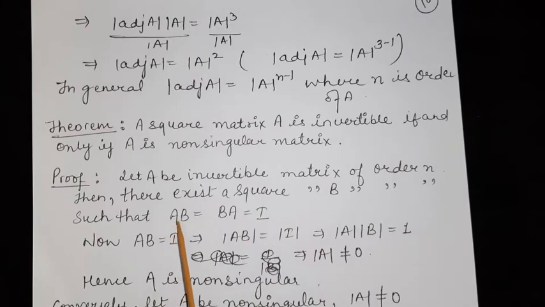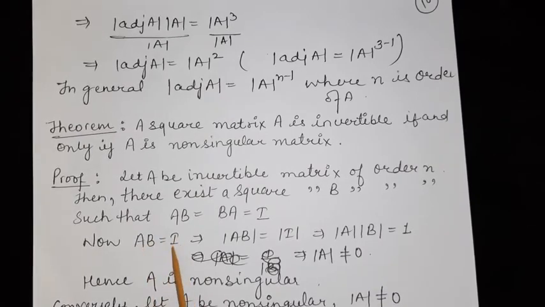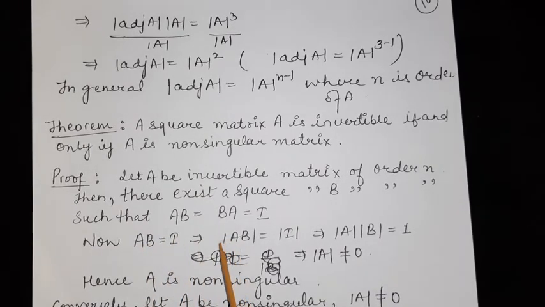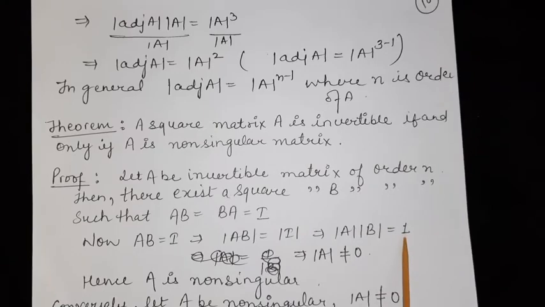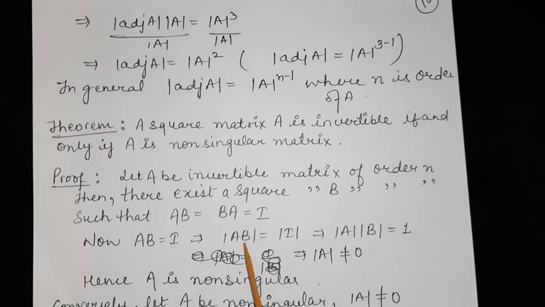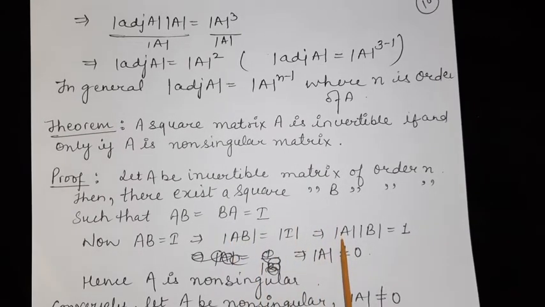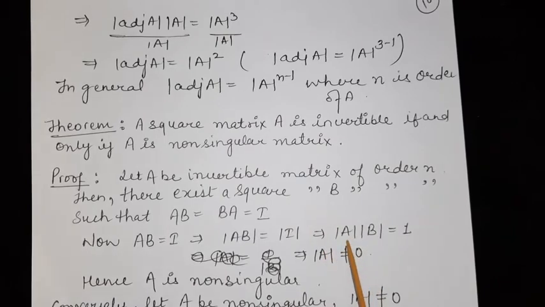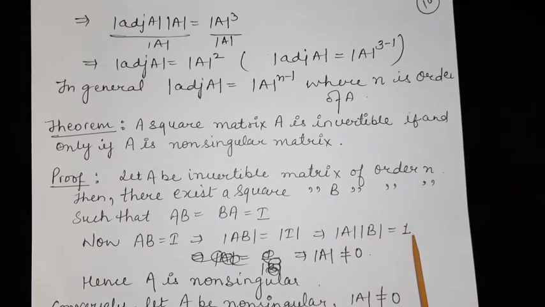Now as we are saying that product of AB is identity, let's take determinant on both the sides. So this side we will get determinant of AB equals determinant of identity matrix. Determinant of identity matrix is 1, and here we are applying our result, that determinant of the product of two square matrices of the same order is nothing but the product of their determinants. So determinant of A into determinant of B will be equal to 1.